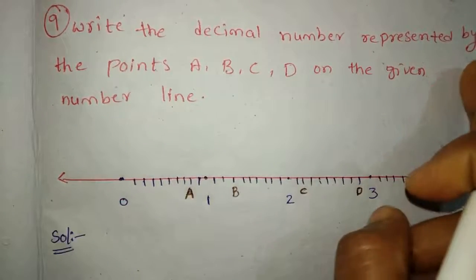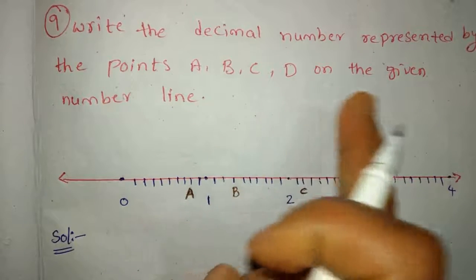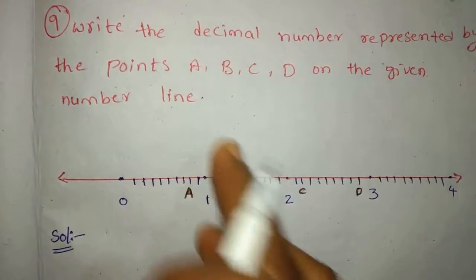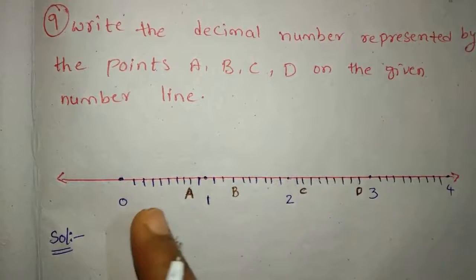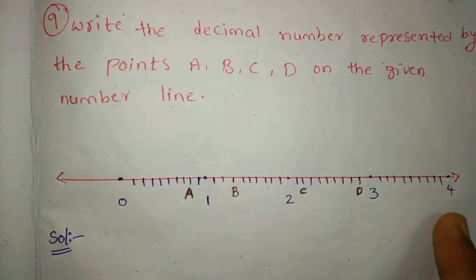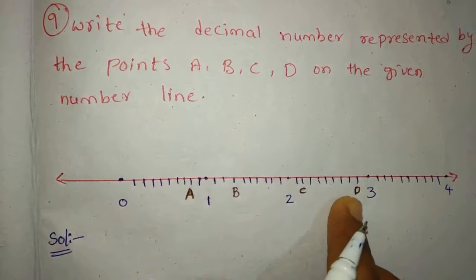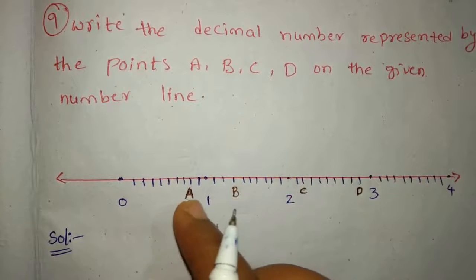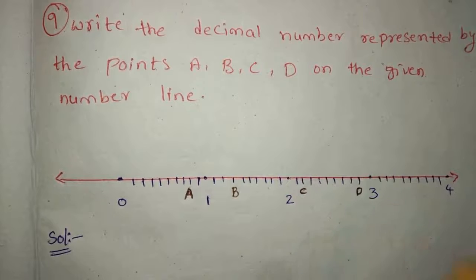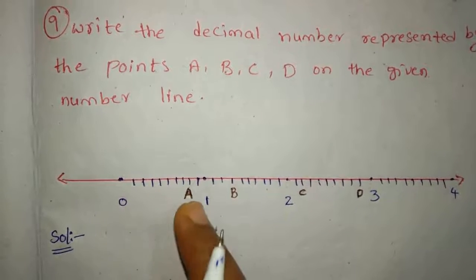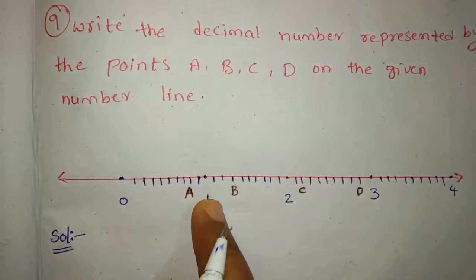Okay, now let us see the next question, that is the 9th one. Write the decimal number represented by the points A, B, C and D on the given number line. Here on the given number line, we have 0, 1, 2, 3, 4 and the points A, B, C, D. Now we write what A represents, B represents, C represents and D represents. First A. A lies between 0 and 1.